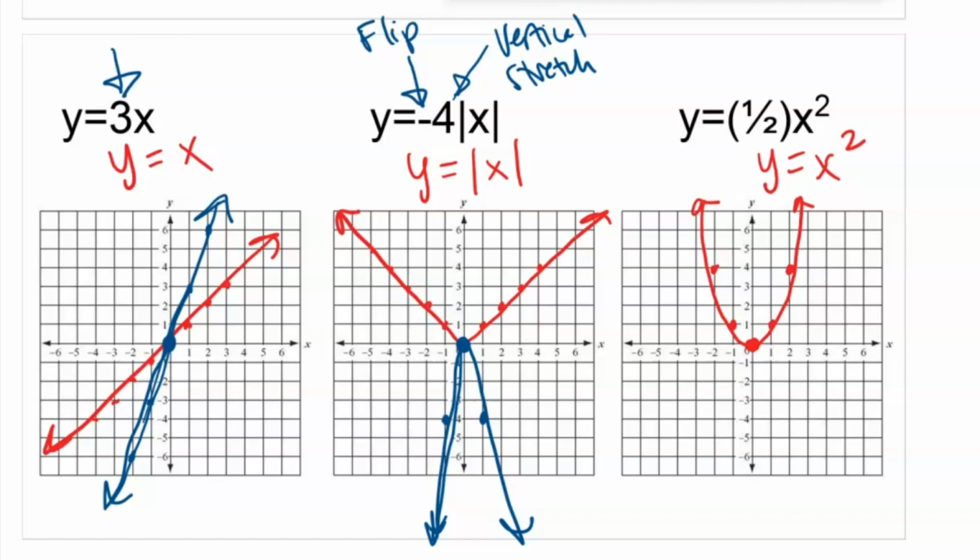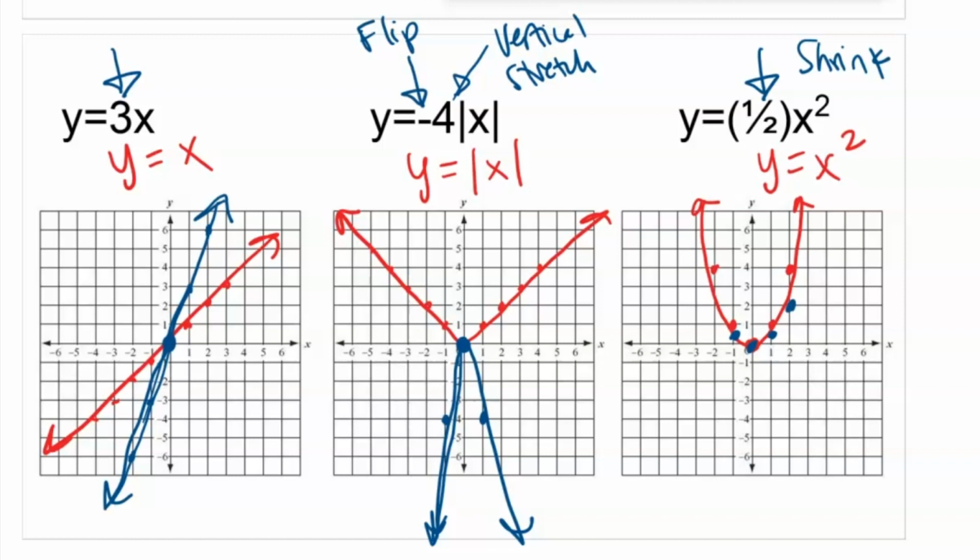And then this one has a 1/2 in front. So this is going to be a vertical shrink. And so instead of going over 1, up 1, now I'm going to go over 1, up 1/2. So I still start at 0, 0. I go over 1, up 1/2. And then instead of going over 2, up 4, I'm cutting that number in half. So now I'll go over 2, up 2.